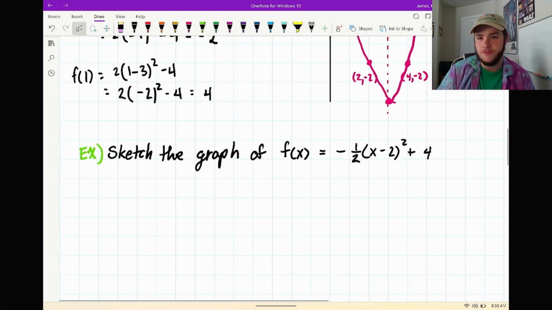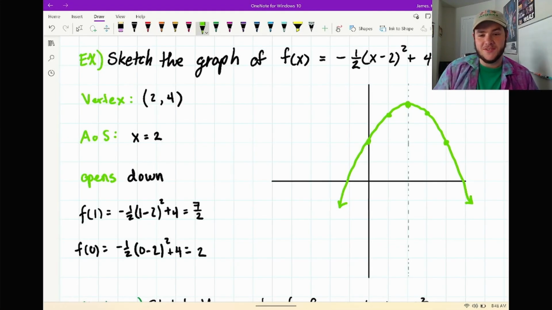Now I've got one for you to try. See if you can sketch the graph of f of x equals negative 1/2 times x minus 2 squared plus 4. Go ahead and pause the video here and press play when you're ready. Here's the answer that I found.